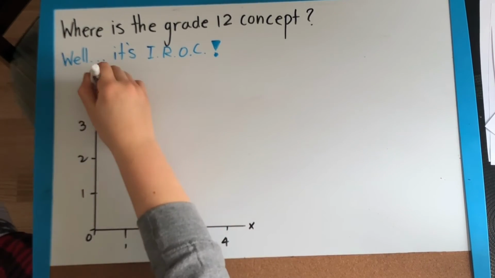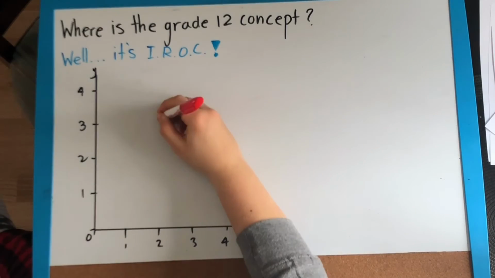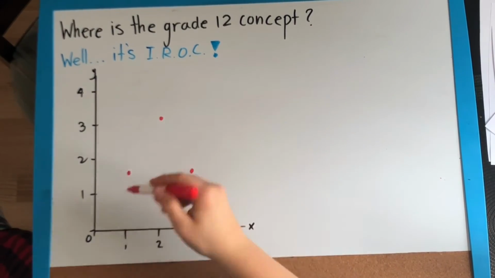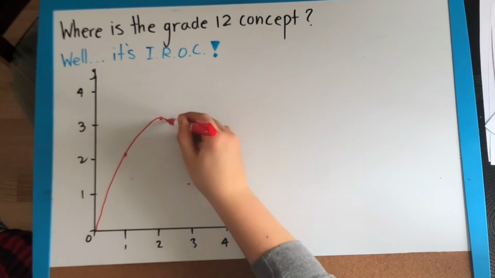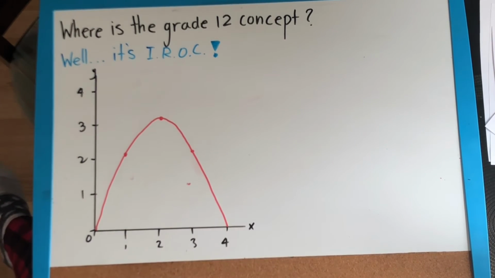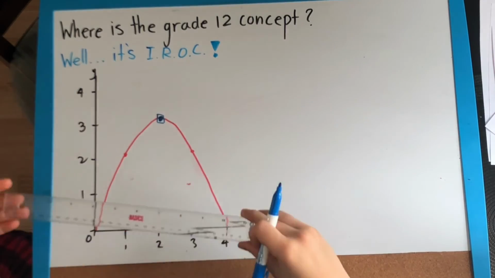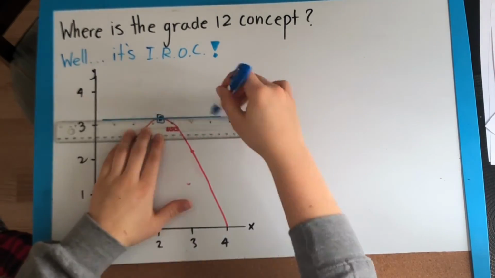The key idea that you must understand is that a maximum point on a graph, or for the purpose of being general, the vertex, the IROC will be 0 because it is where the graph changes direction. At the exact point that it changes direction, the tangent will be horizontal, which means the rate of change will be 0.